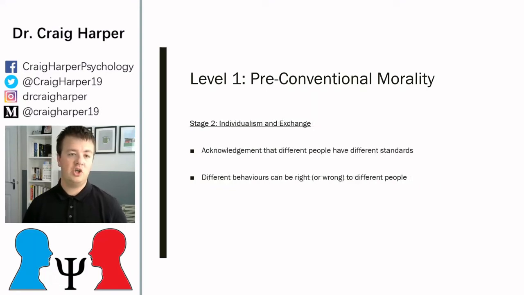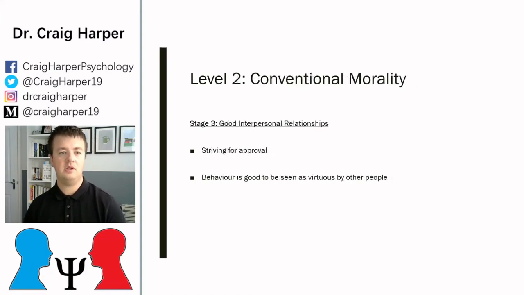At stage 2, there's an acknowledgement that individuals may have different moral rules or different kinds of guidelines for what is acceptable behaviour. But essentially the aim is to still avoid punishment. So you're still trying to avoid doing something wrong rather than trying to reason a moral decision and a moral behaviour.